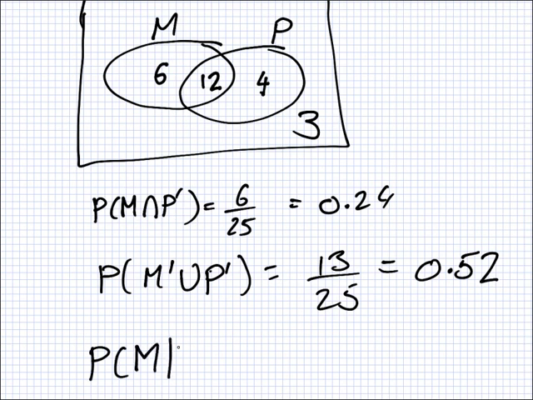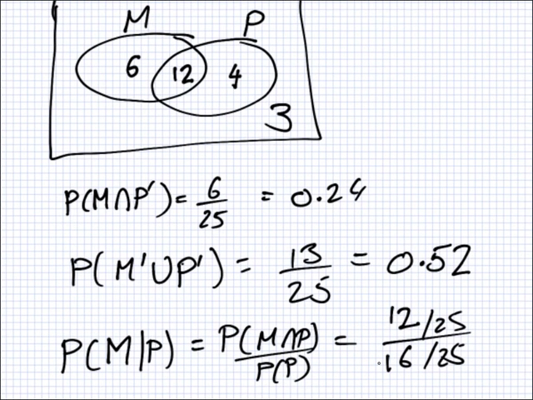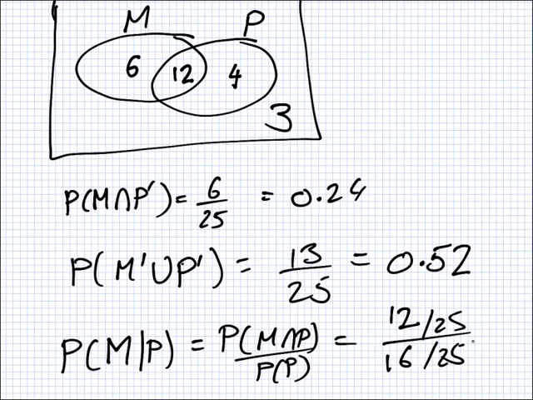M given P, if you remember the formula, is maths and physics over physics. They're both over 25, so that's 12 over 25 and physics is 16 over 25. So it's 12 over 16, which is 0.75.